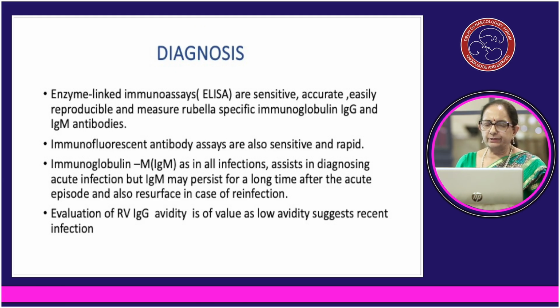Diagnosis is done by enzyme-linked immunoassays, which are sensitive, accurate, easily reproducible, and measure rubella-specific immunoglobulin IgG and IgM antibodies. Immunofluorescent antibody assays are also sensitive and rapid. Immunoglobulin M, IgM, as in all infections, assists in diagnosis of acute infection, but IgM may persist for a long time after the acute episode and also resurface in cases of reinfection. Evaluation of rubella virus IgG avidity is of value, as low avidity suggests recent infection.